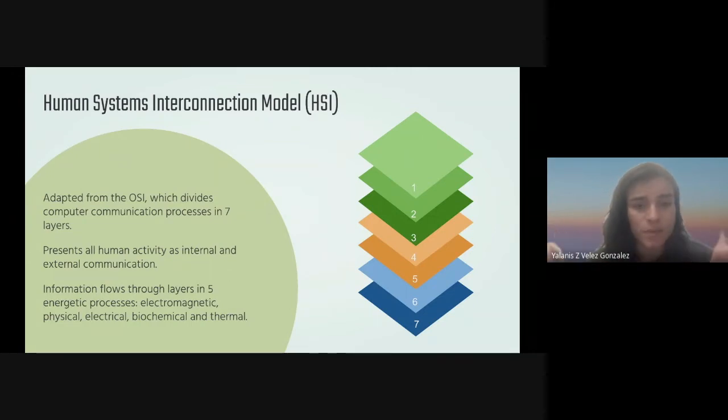So we can use this model to understand ourselves, what goes on around us, what goes on with others, and help improve the experience of our daily lives. So information flows through these layers using 5 energetic processes. And this is important when I talk about the media layers because the media layers are able to deal with these energies, and these energies are electromagnetic, electrical, physical, biochemical, and thermal.